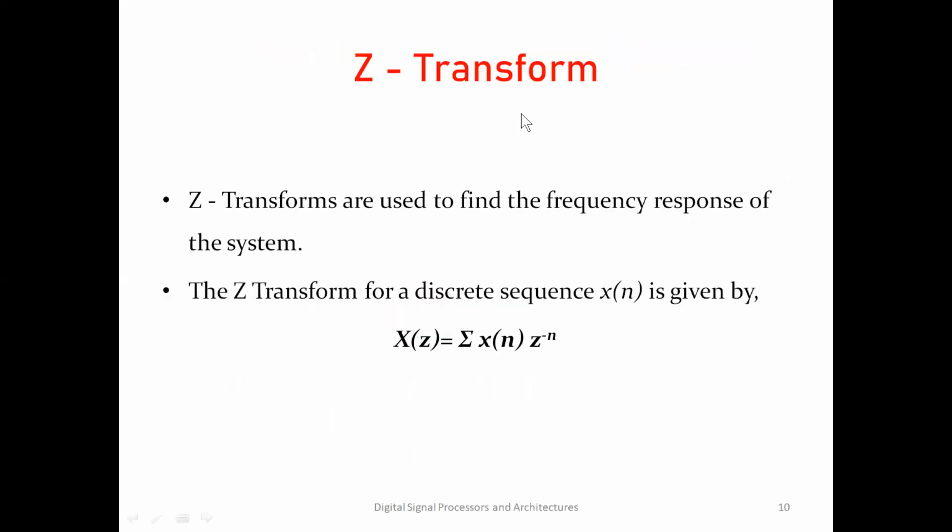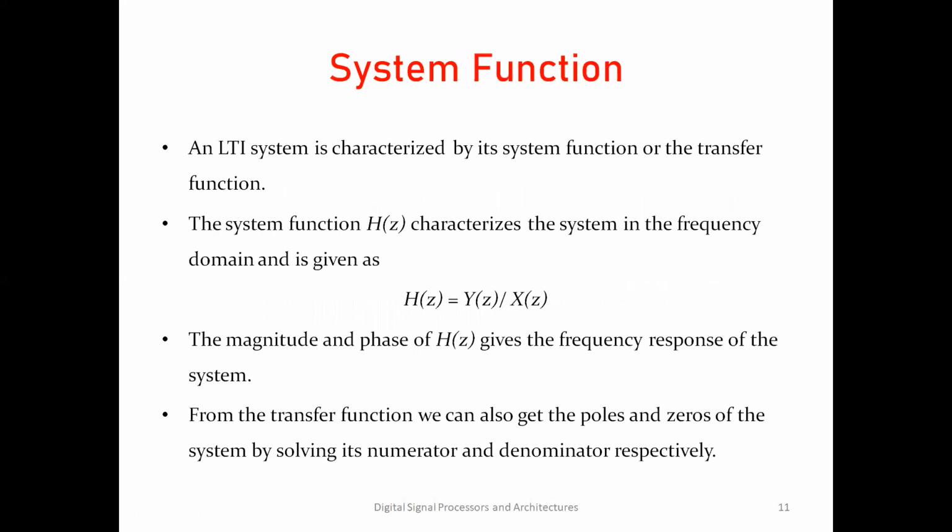And the Z transform can be used to find the frequency response of the system, where the X of z expression is given as sigma of the discrete sequence x of n multiplied by z to the power minus n. We are not going to discuss how you get all these expressions and derivations. These are some of the introductory things or prerequisites which we require so that we can deal with the topics later on smoothly.